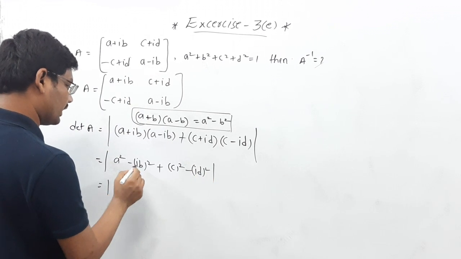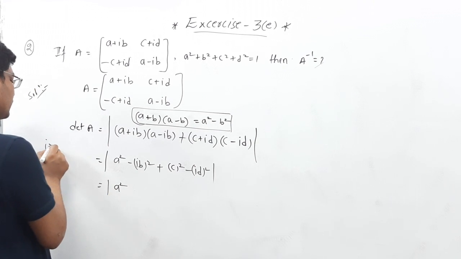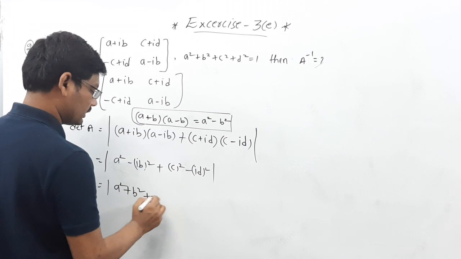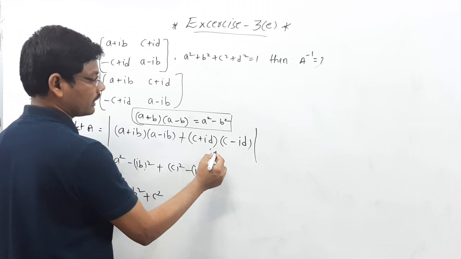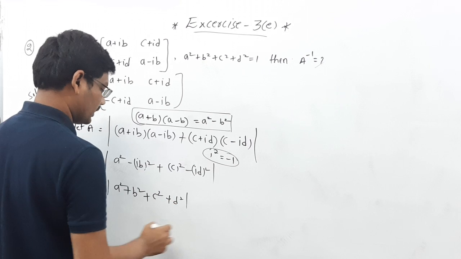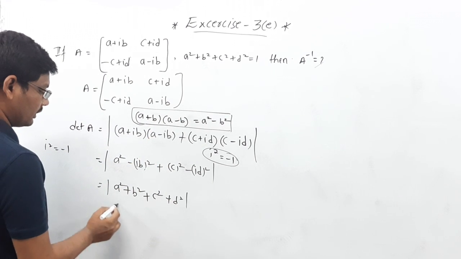Now mod of A square, I square is nothing but plus 1, minus I square is equal to minus 1, so minus 1 into B square, that is B square, and plus C square. I square is nothing but I square is equal to minus 1, so I am substituting plus D square here, and A square plus B square plus C square plus D square is equal to 1 from the given question here.